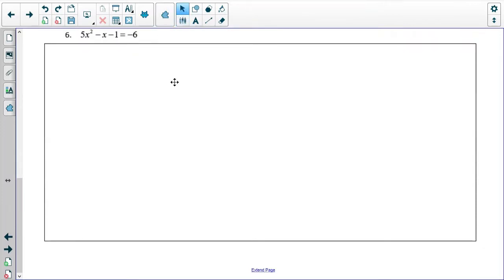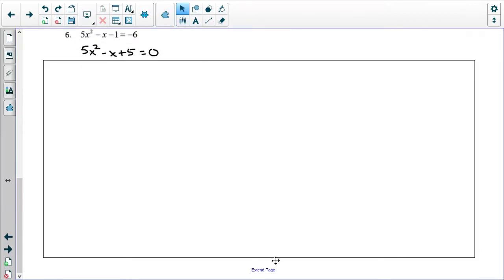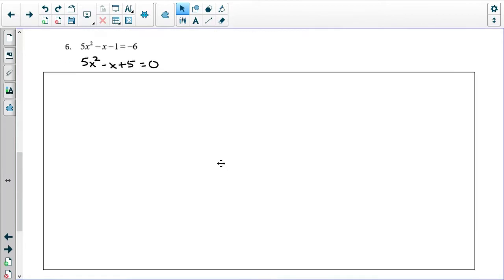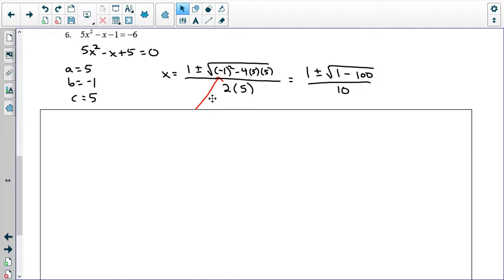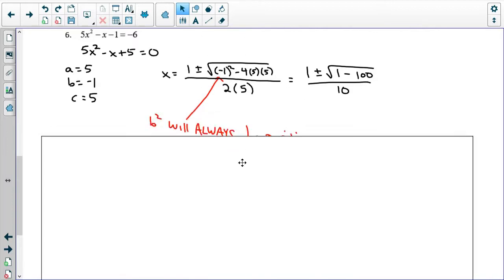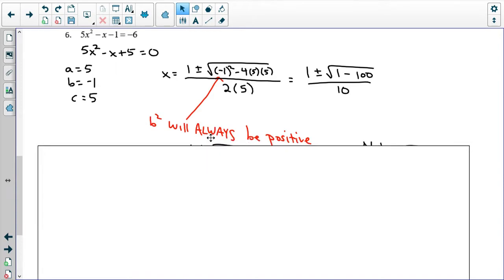Finally, problem 6. I tried to get everything on one side. A, B, and C are here. Do a little bit of writing everything in the quadratic formula. Once again, b squared will always be positive. That's something that's important.